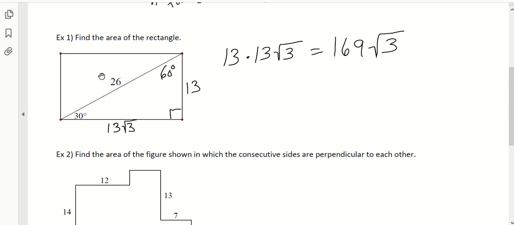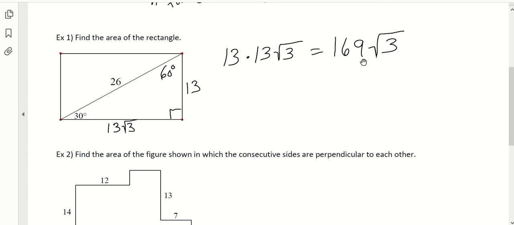Looking at this right triangle, we have the hypotenuse. So to go from the hypotenuse to the short leg, we need to divide by 2. So 26 divided by 2, my short leg, which is always opposite that 30-degree angle, is going to be 13. To go from the short leg to the long leg, we have to multiply the short leg by square root of 3. So 13 root 3 is the long leg. So we now have the length and the width. 13 times 13 root 3 gives us 169 square root of 3.